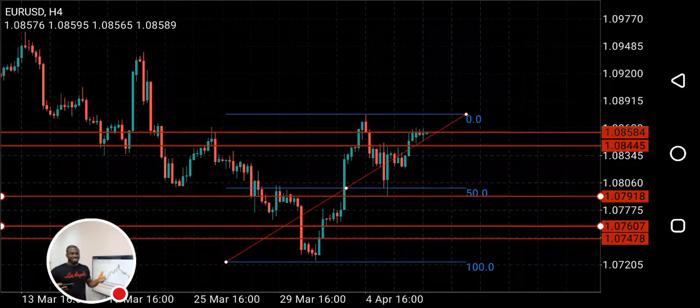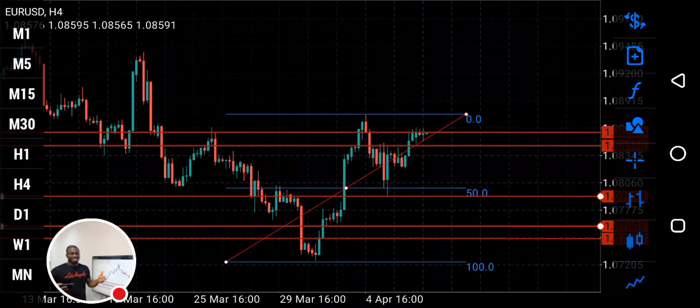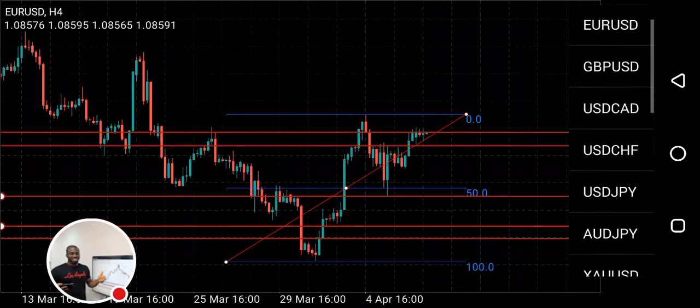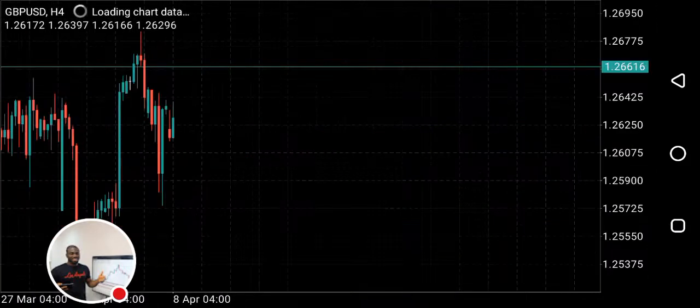So that's my take on Euro USD. I'm still very bearish on Euro USD. Okay, let's move to the next pair. We'll look at gold in a few minutes. Let's look at GBP USD.